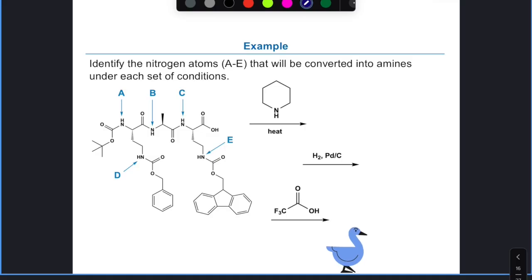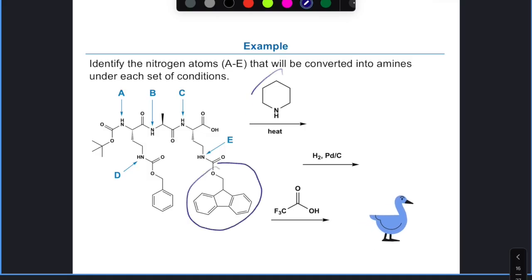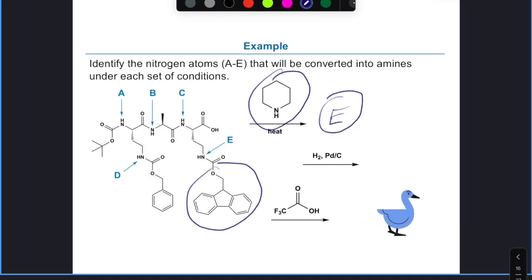Okay, A, B, C, D, or E. Which nitrogen do you open up with piperidine? That's right, this is your FMOC group. Base with FMOC will open up the nitrogen, only that nitrogen. That is your base-sensitive one. Look at the rest of the molecule.